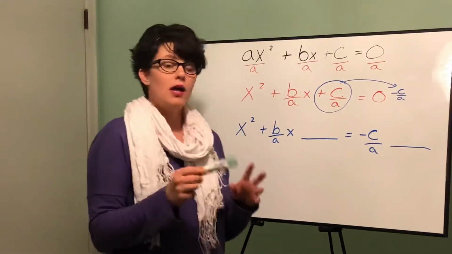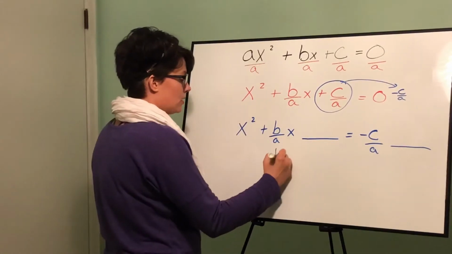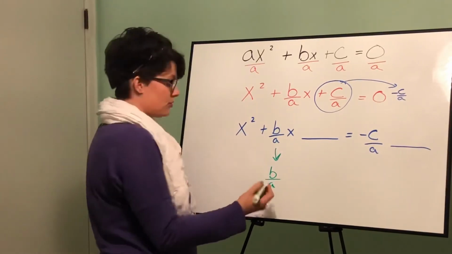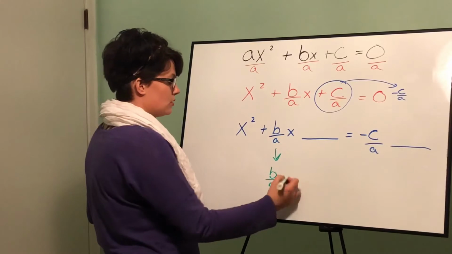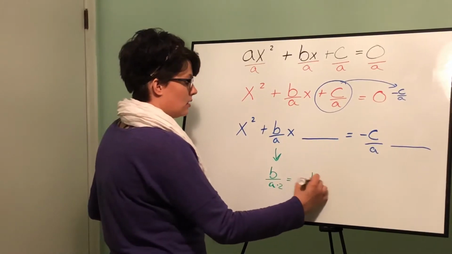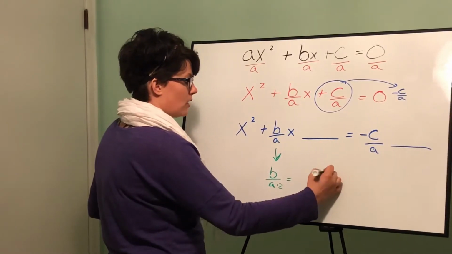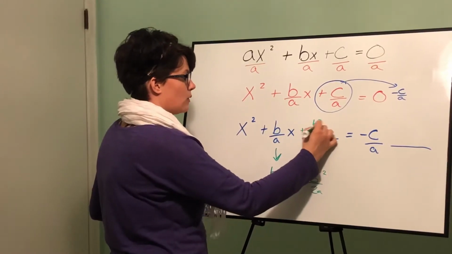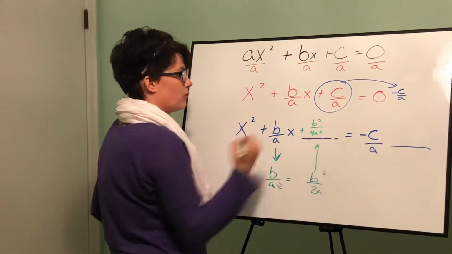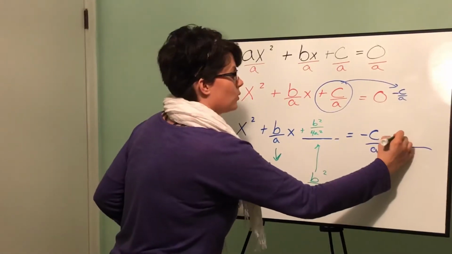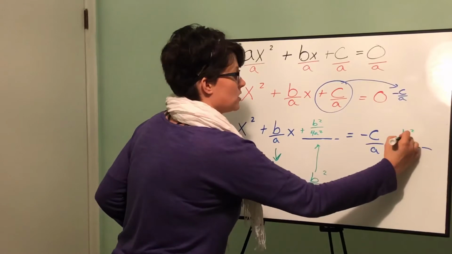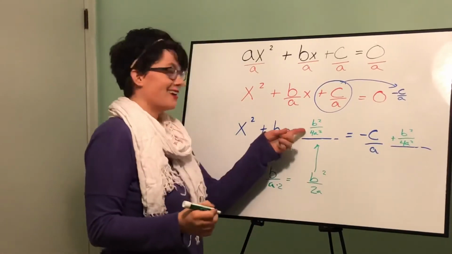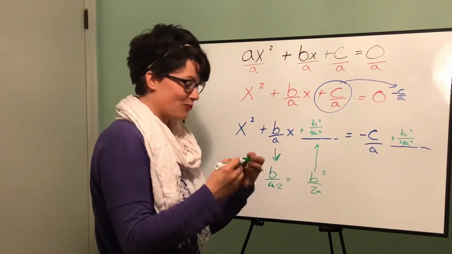The second step is to take the b term and divide it in half. When you're dividing a fraction in half, you're just multiplying that denominator by 2, and then square it. So this would give us b squared over 4a squared, and we would add that to both sides of the equation. Starting to look a little familiar, huh? Yes, we've seen that before.